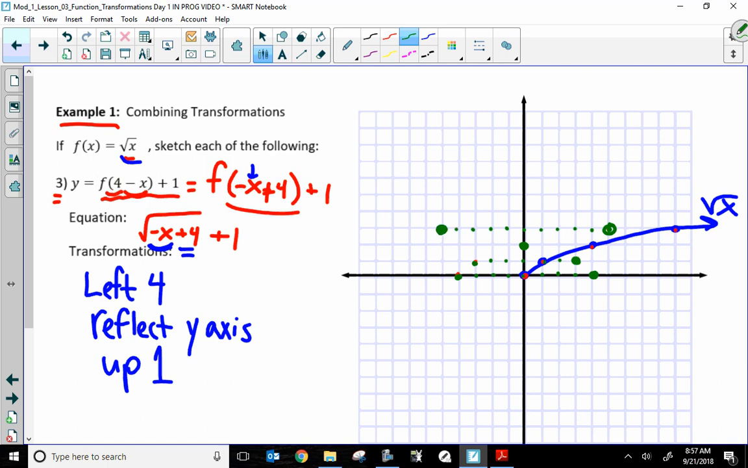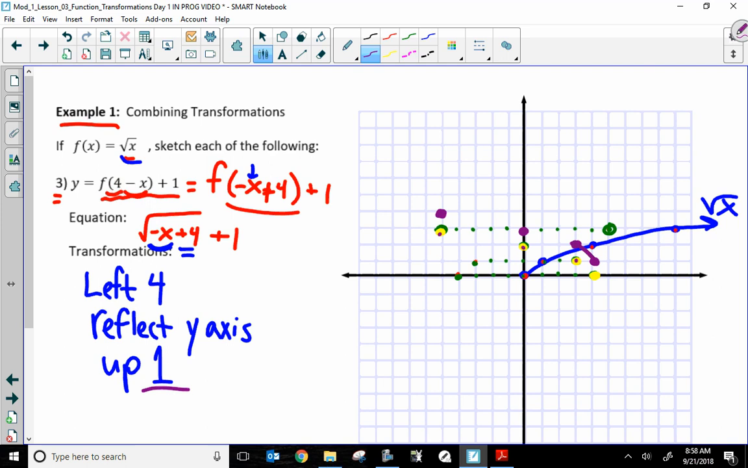So now I have these dots right here, and I'll do this in yellow. After the reflection, here's where it starts. Goes to this one, goes to this one, and goes to this one. And last but not least, all of those yellow dots need to move up 1. We'll do that in purple. So this dot moves up 1. This dot moves up 1. This dot moves up 1. This dot moves up 1.